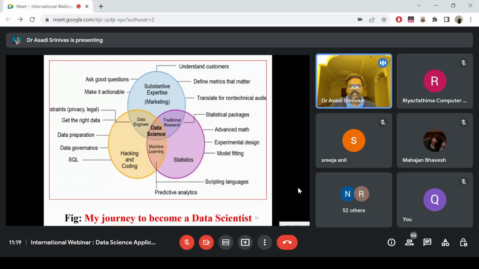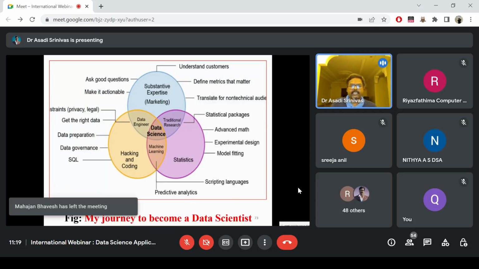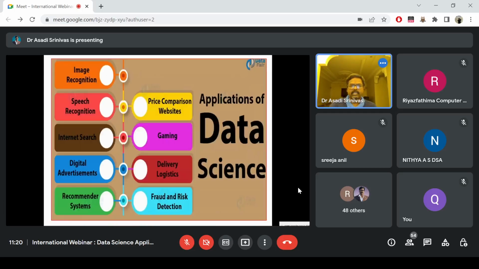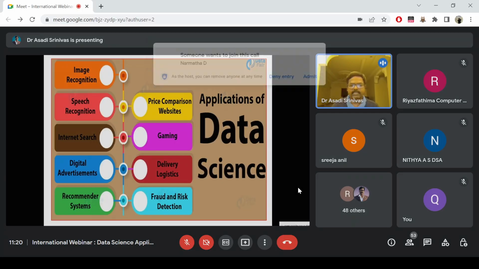So data science covers substantive expertise in marketing, statistics, hacking and coding, data engineering, machine learning, and traditional research. These are the applications of data science, especially in image recognition, speech recognition, and price comparison websites like e-commerce and Amazon. Those are the e-commerce business applications. Speech recognition, digital advertisement, delivery logistics, fraud and risk detection, recommender systems, etc.